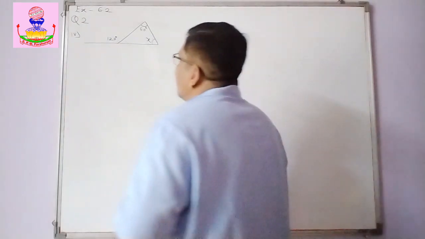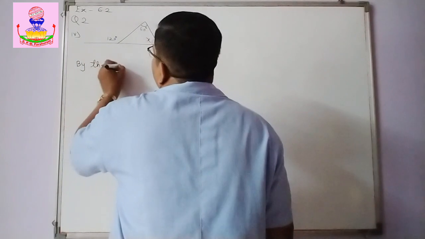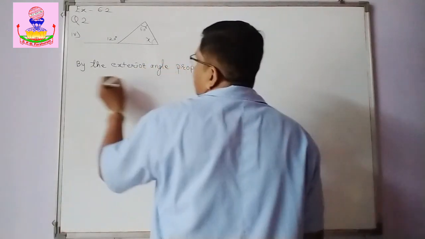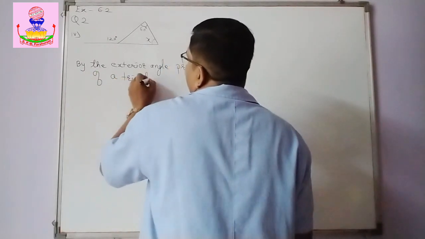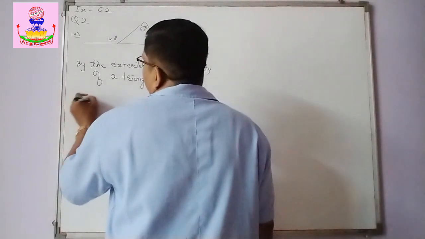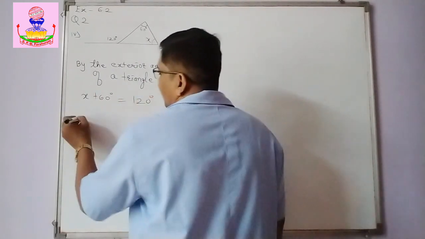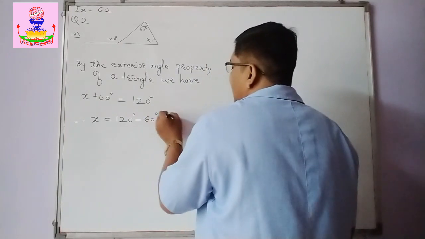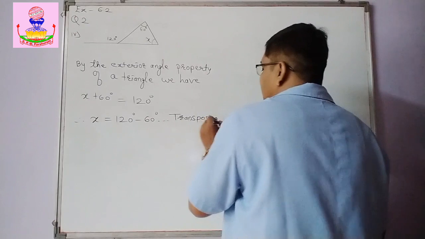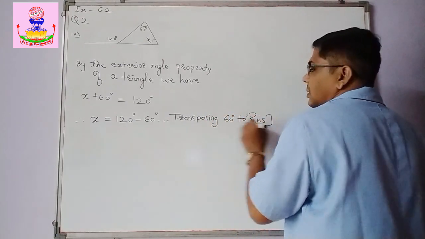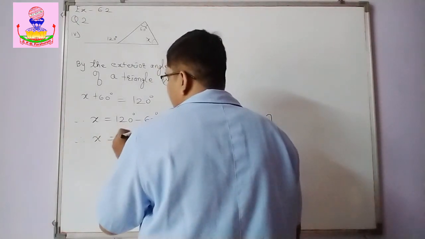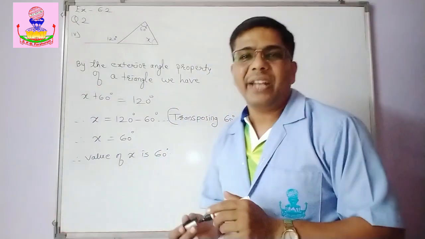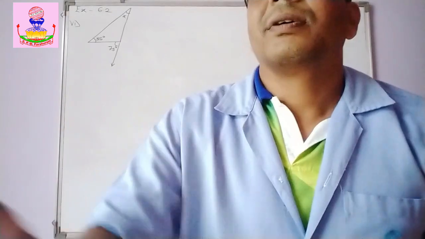Make use of the technique. By the exterior angle property of a triangle, we have x plus 60 degrees is equal to 120 degrees. So what you will do? Transposing 60 to RHS, x is equal to 120 degrees minus 60 degrees. Therefore x is equal to 60 degrees. Therefore the value of x is 60 degrees. Okay.